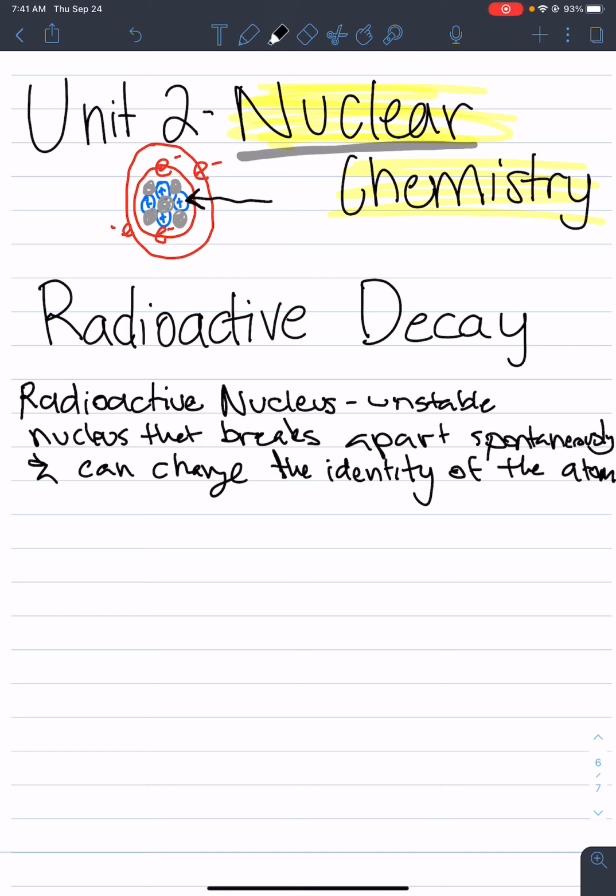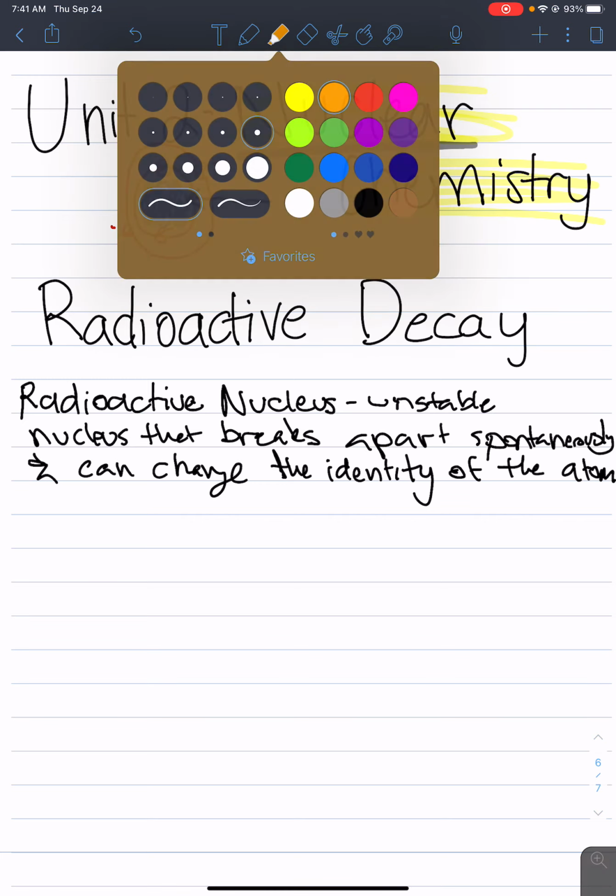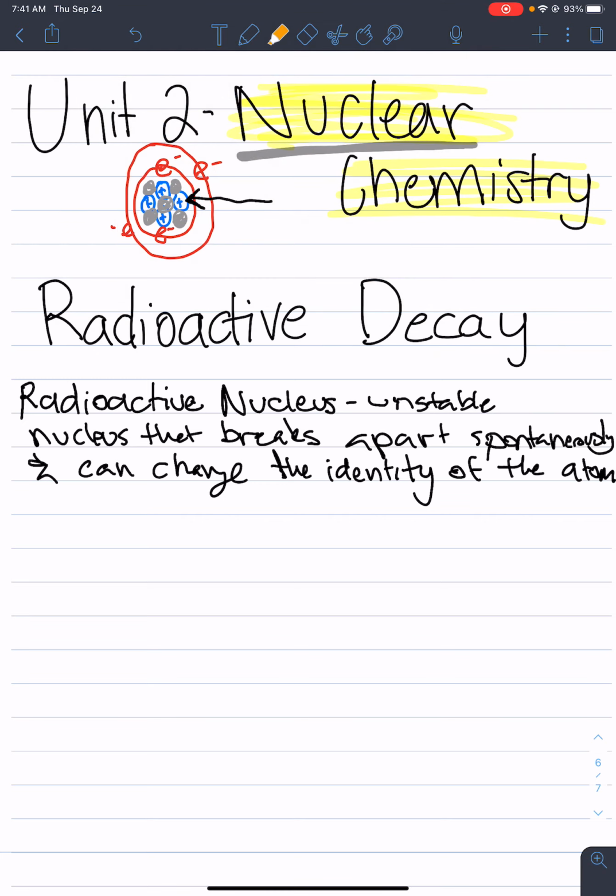Alright, so I'm going to just highlight some of the key terms in here for you. If you would like to highlight or underline, that'd probably be good. So the first part is that we're talking about an unstable nucleus, and we're talking about it breaking apart, and we're talking about it changing the identity of our atom. So we're going to see that as we talk about certain chemical processes.